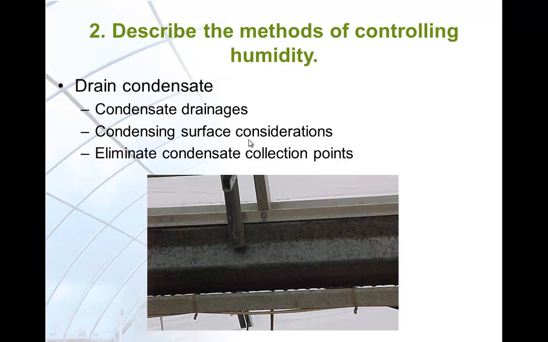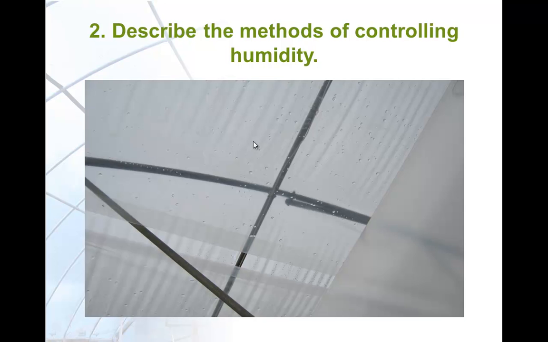Also, when we install double poly on a roof, we need to be careful not to form too many wrinkles, because those wrinkles can become the collection point of the condensate. For example, as shown in this slide, the wrinkles on the underneath film are excellent collection points, and that causes condensate to drip. In this case, the growers add another layer of plastic underneath to prevent dripping onto plants.